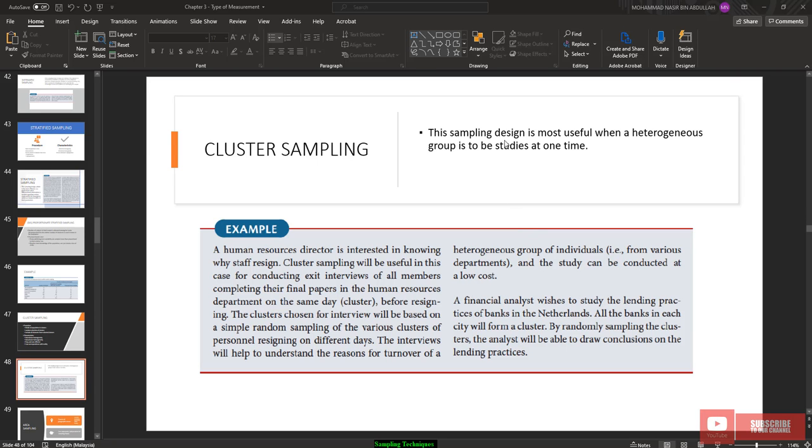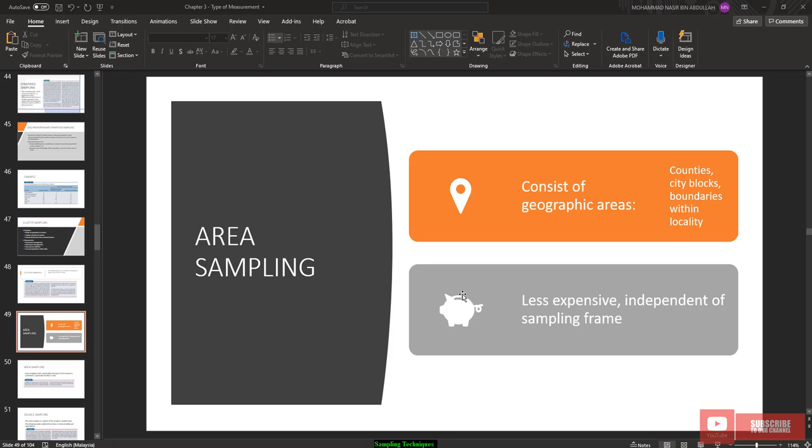So this sampling design is useful when heterogeneous groups are to be studied at one time, right? So this is an example of cluster sampling. You can read this one. Same as I said before, this example is taken from Uma Sekaran's book, Research Methods for Business, right? You can go straight to the book and read the example.